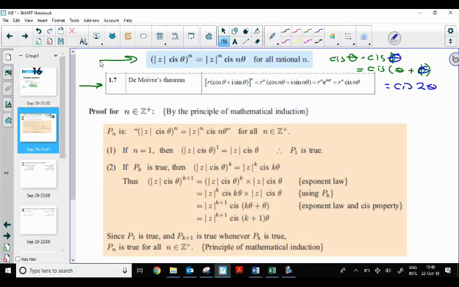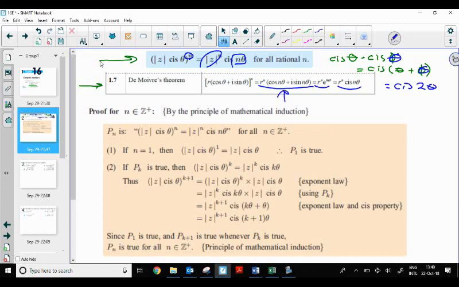So the rule says if you raise a cis to a power of n, then we just multiply the argument by n. And the modulus gets raised to the power of n. That's all it says. And here we can see it at work in polar form, as well as in Euler form, as well as in just this other shorthand notation for polar form.